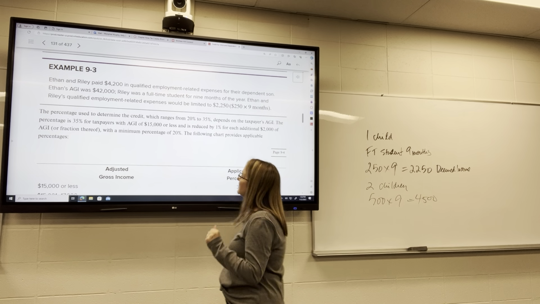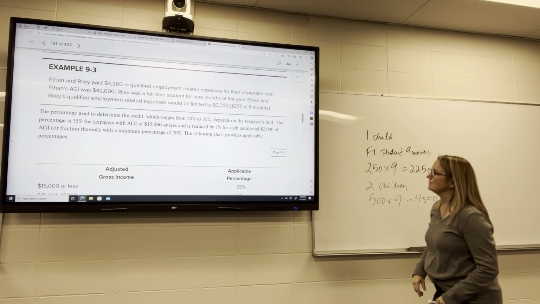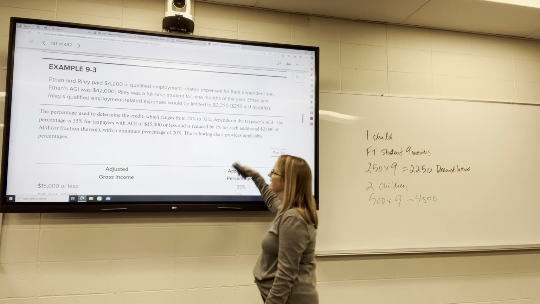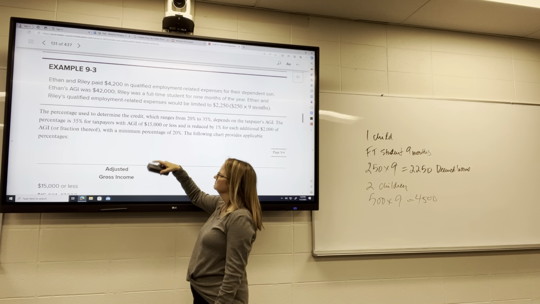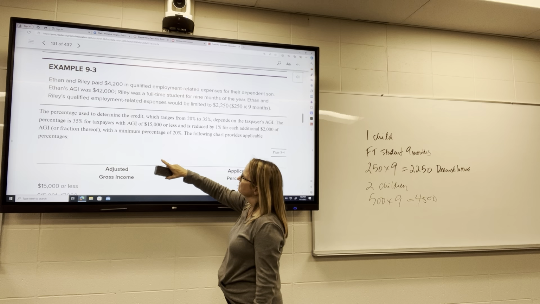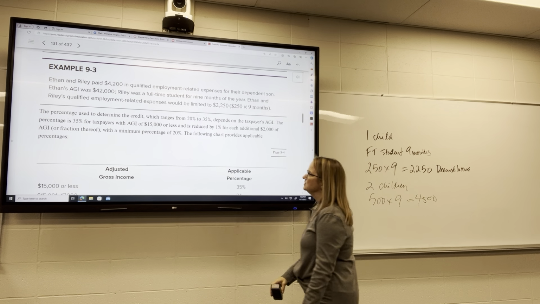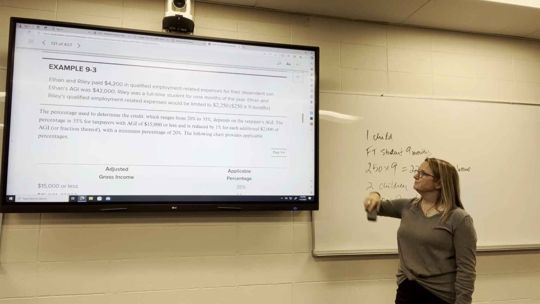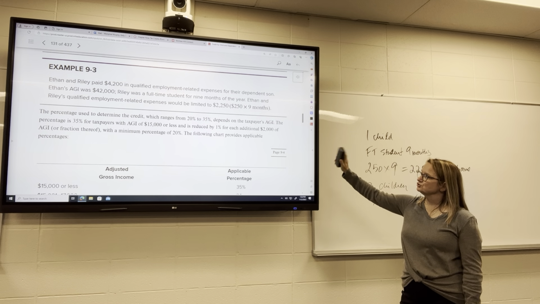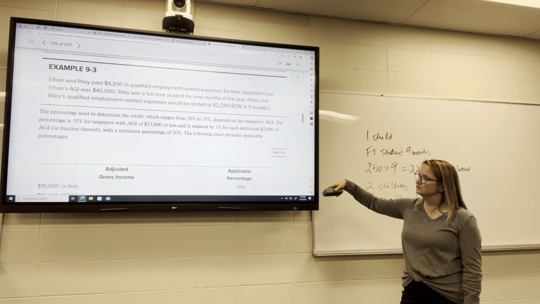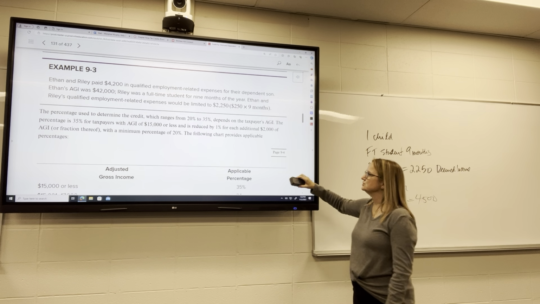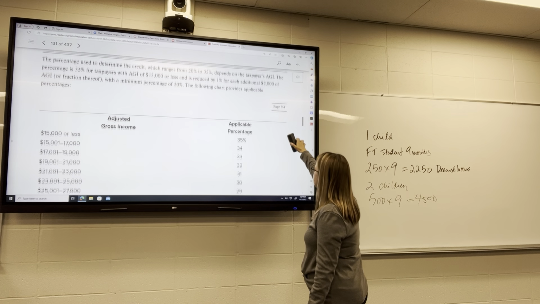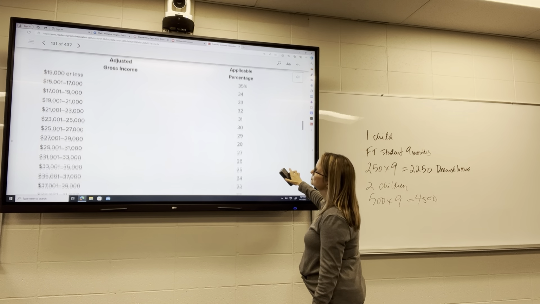All right. So the percentage used to determine the credit ranges from 20 to 35%, and it depends on the taxpayer's AGI. It's 35% for taxpayers with AGI of $15,000 or less, and it's reduced by 1% for each additional $2,000 of AGI. The minimum percentage is 20%. So this is the chart that can be used.